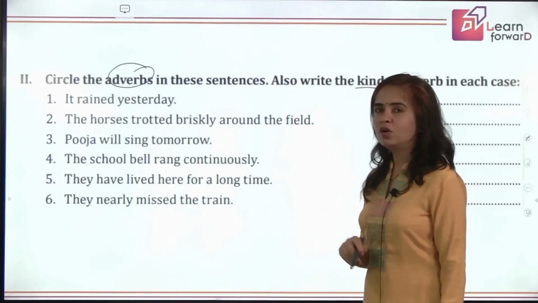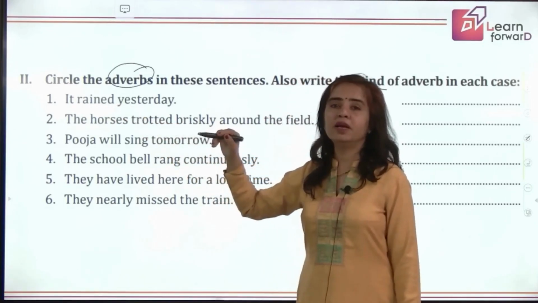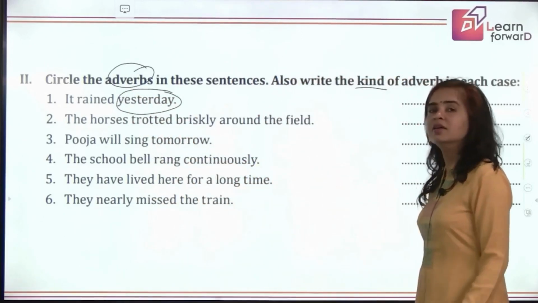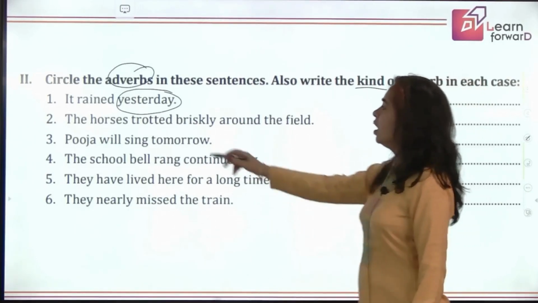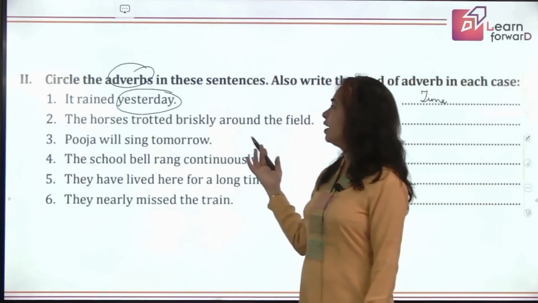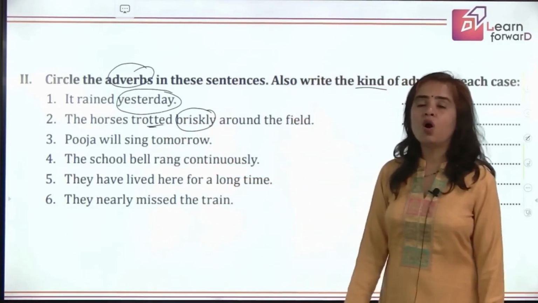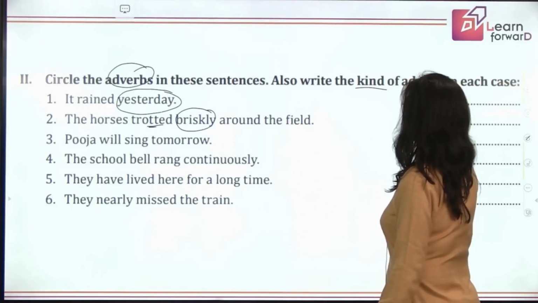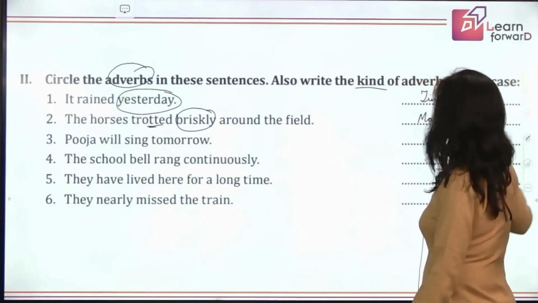So let's do one or two. Enough of practice now. I think you can do yourself. It rained yesterday. What's the adverb here? Good answer. That is yesterday. We have to circle them. And which kind is it? It's telling time. Perfect. So it is adverb of time. Next, the horses trotted briskly around the field. So what is the adverb here? Briskly. It is telling you how did the horses trot. And this is how. So adverb of, yes, you are right, adverb of manner. So I think the rest 4 sentences you can do yourself.